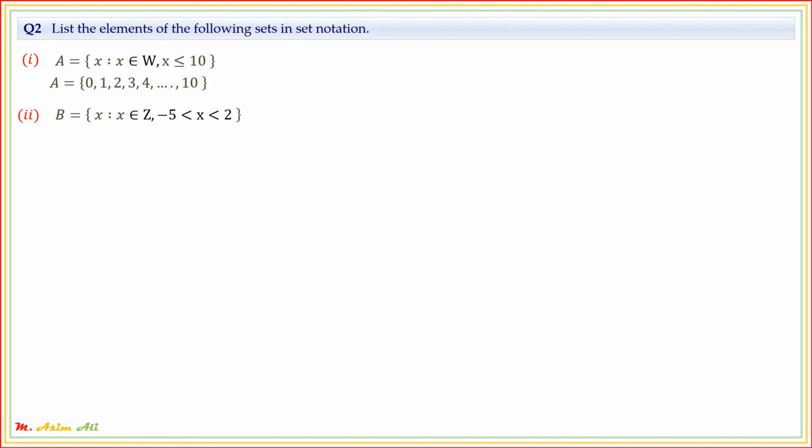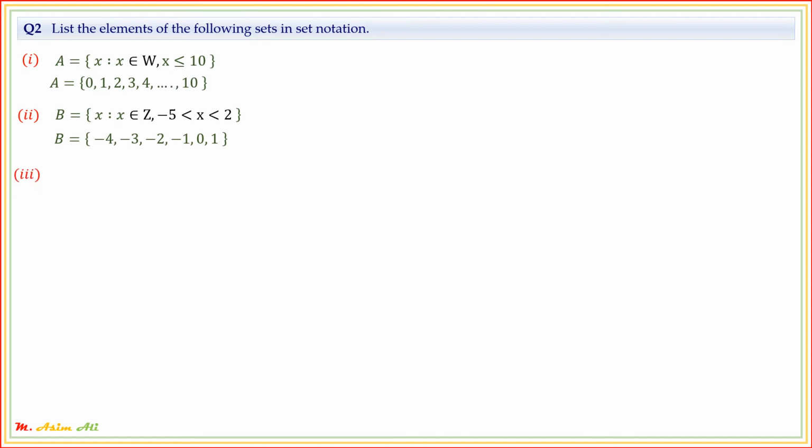On the number line, you can imagine that on the right side of -5, you have -4. Then again, on the right of -4, you have -3. So the numbers from -4, -3, -2 till 1, because 1 is less than 2, we will not include 2. These numbers fall in this set B, so we will write all these elements of set B.